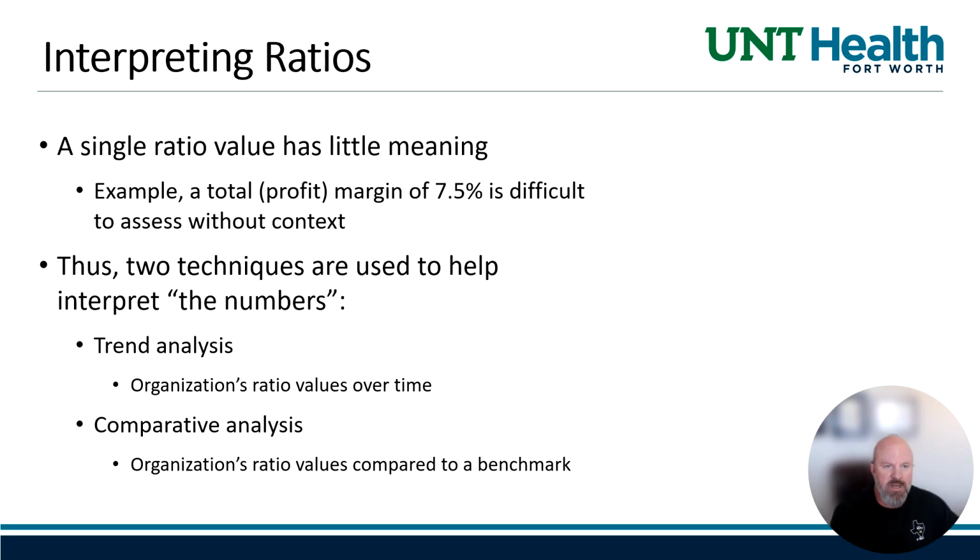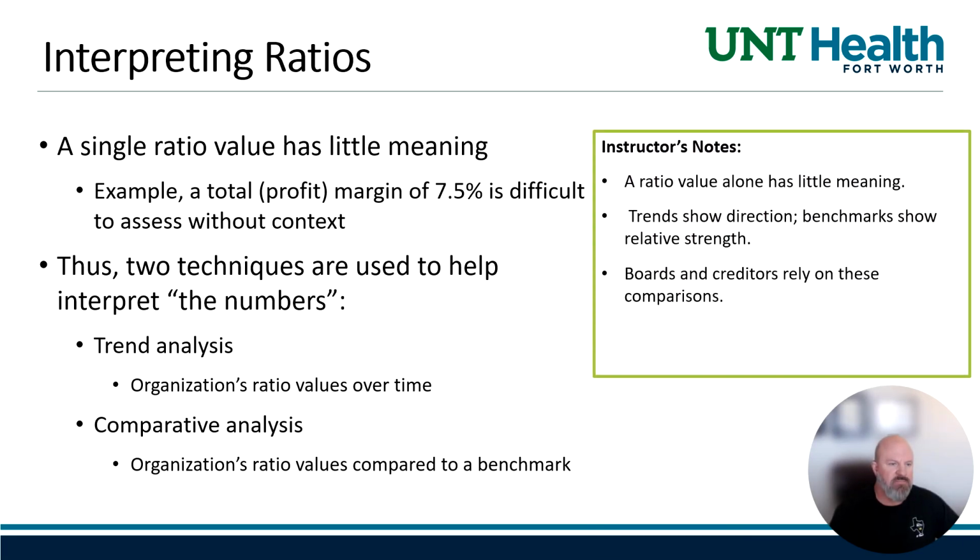So when we talk about interpreting the ratios, a single value ratio has little meaning, all right? Example, your total profit margin, 7.5%, is difficult to assess without the context. If you don't know the other parts and pieces of this, total profit margin is just one tiny little piece that you can find, but you don't know, okay? The trend, however, shows direction, all right? And benchmarks show relative strength.